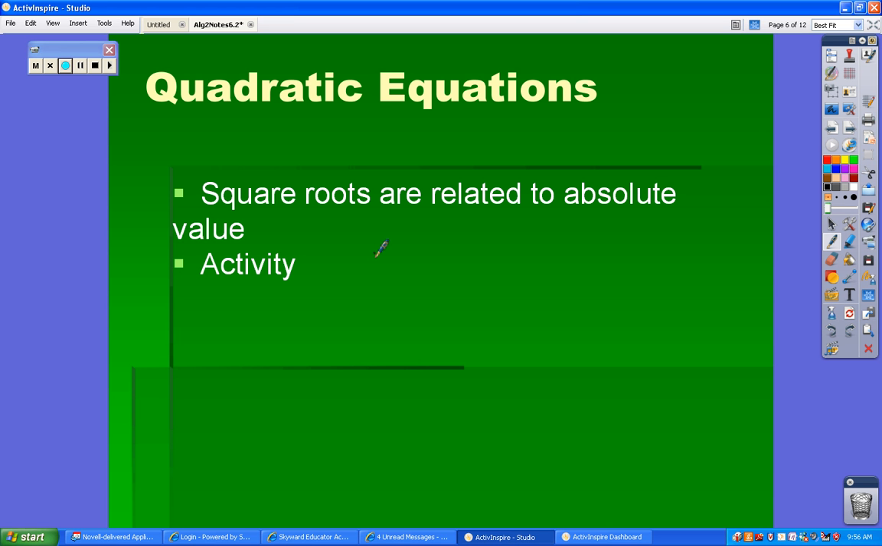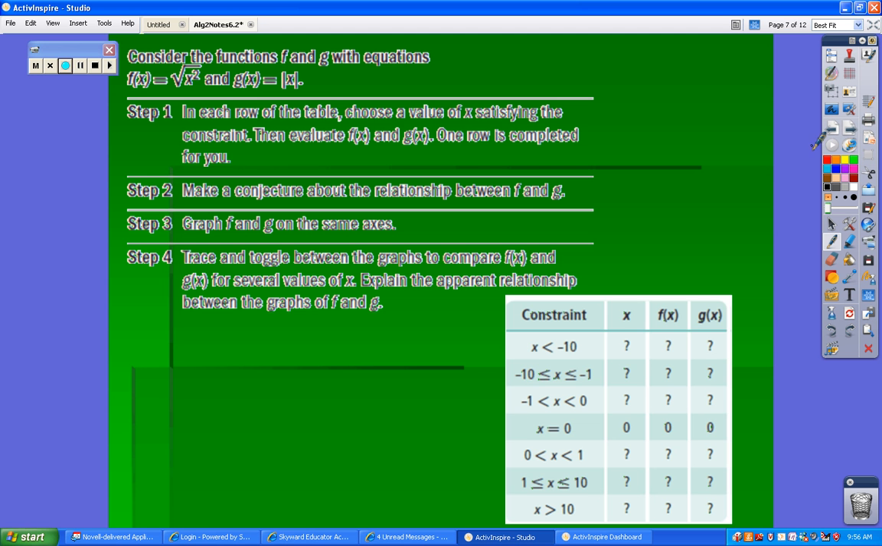Okay, square roots are related to absolute value. And this is a graphing calculator activity that I'd like you to go through, and it is in your book, on page, I think, like 381. Oh, it's kind of hard to see. That's unfortunate. In each row of the table, choose the value of x satisfying the constraint, then evaluate f of x and g of x. Okay, f of x is going to be the square root of x squared, and that's underneath the square root. And this is going to be absolute value of x.